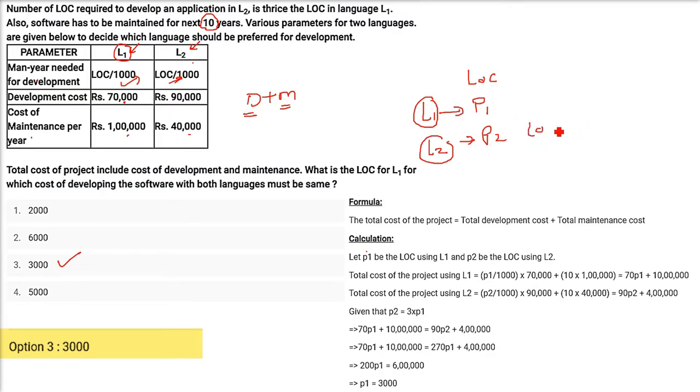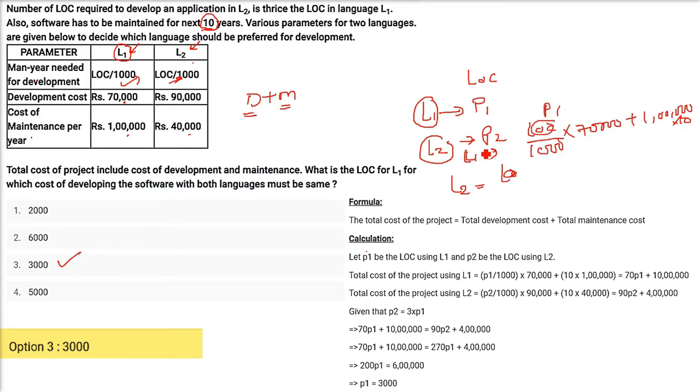See, LOC by 1000 is already given. So you have to multiply P1 by 1000 into 70,000 plus 1 lakh, but this is going for 10 years. Maintenance is for 10 years. So the total cost is P1 by 1000 into 70,000 plus 1 lakh into 10 years for maintenance. Similarly, we'll do it for L2, with line of code P2.